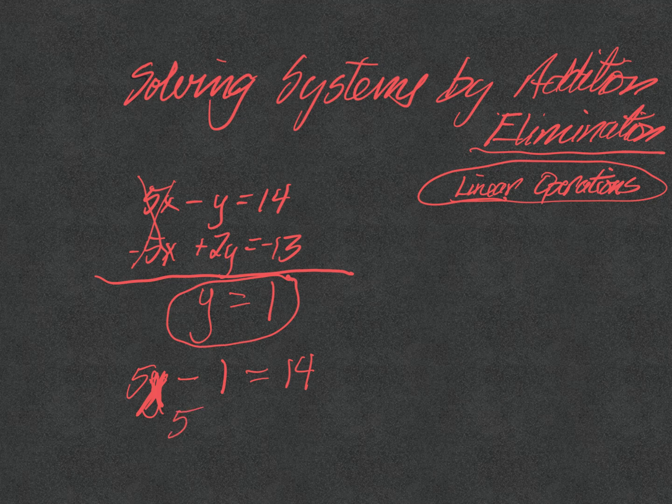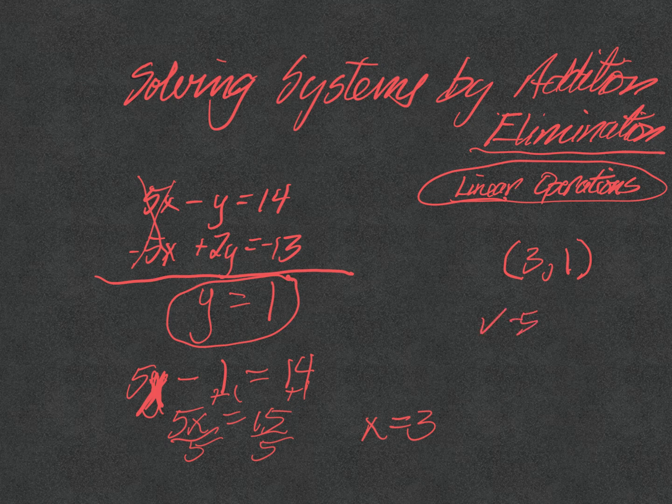So we now get 5x equals 14 plus 1. We're adding 1 to both sides, so that's 15. Then we divide by 5. So we end up with x equals 3. So our answer is the ordered pair 3, 1. And we want to check it in the other equation. So negative 5 times 3 plus 2 times 1 is negative 15 plus 2, which is negative 13. So it checks. So I know that I've done it correctly.